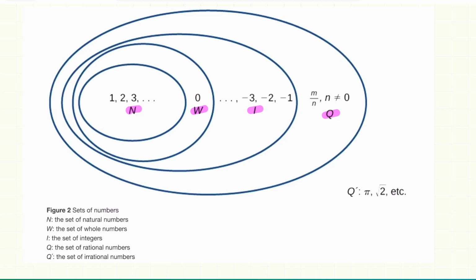And if we're looking at decimals, those fractions can be written as either terminating or repeating decimals. And then outside of all of those rational numbers are the irrational numbers, Q prime, things like pi or the square root of 2 that cannot be written as a fraction or terminating or repeating decimal.